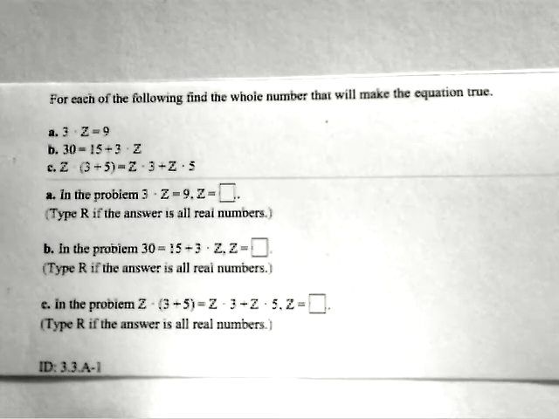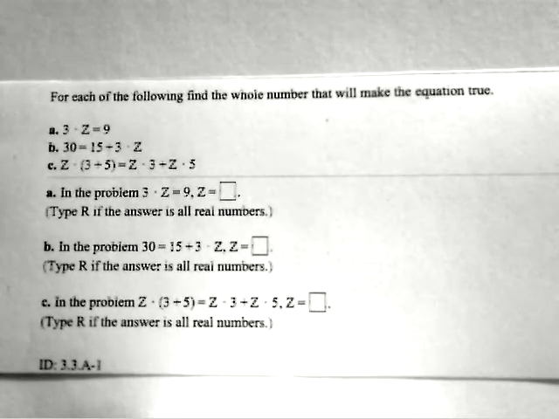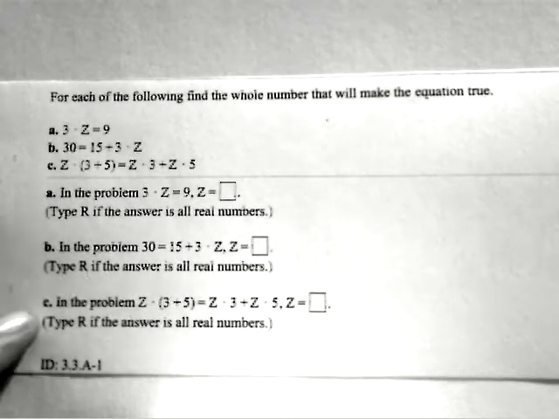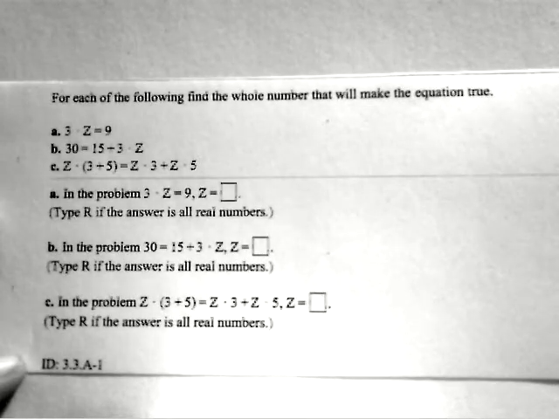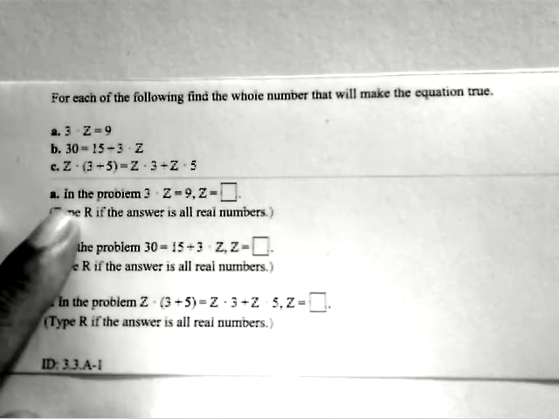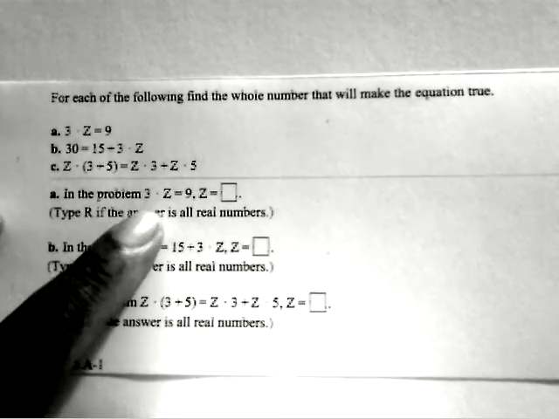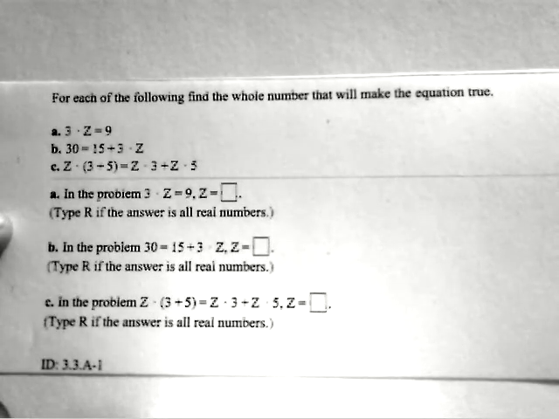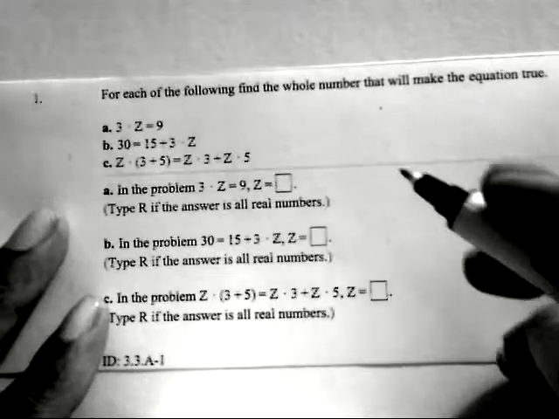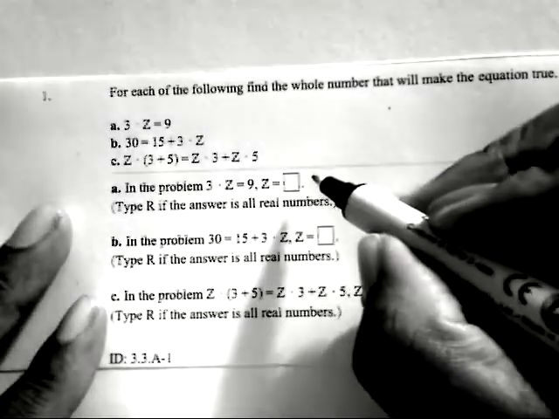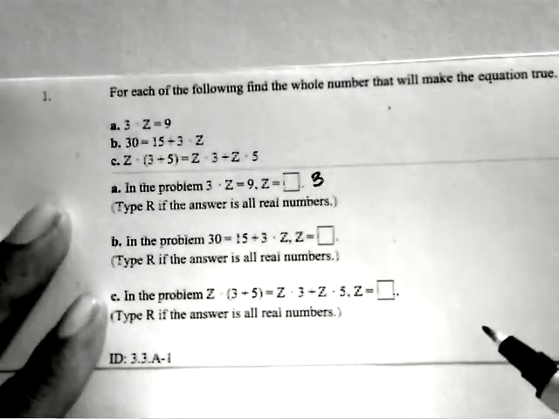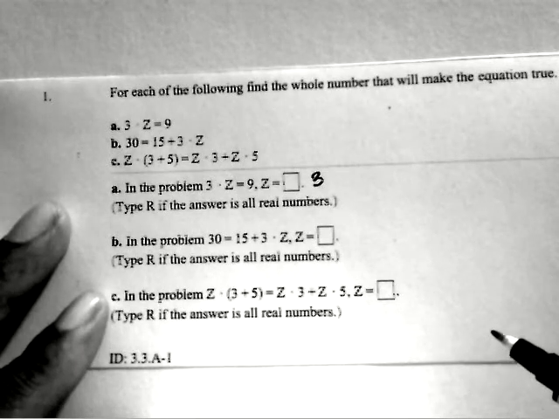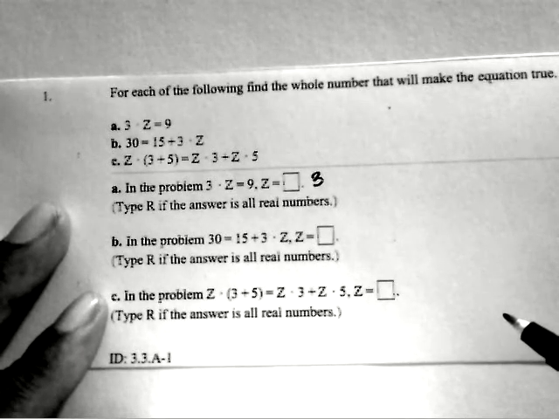In this video, we're going to be doing some of the homework problems in section 3.3, and we'll look at the very first problem. For each of the following, find the whole number that will make the equation true. So in part A, the problem is 3 times z is equal to 9. We want to find out 3 times what number will give us the answer of 9, or the product of 9. And it'll have to be 3, because 3 times 3 does equal 9.